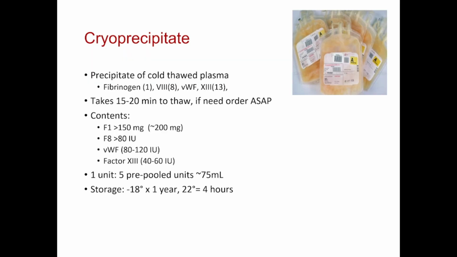What is cryoprecipitate? It's the precipitate of cold thawed plasma. It contains fibrinogen, factor 8, and factor 13, and it takes 15 to 20 minutes to thaw. If you need it immediately, please order it ASAP. The contents are factor 1 at 150 milligrams, factor 8 at 80 to 120, and factor 13 at that level. But factor 13 is not that important here. It's really about factor 1 and factor 8.